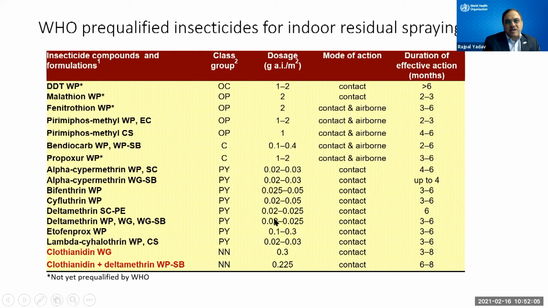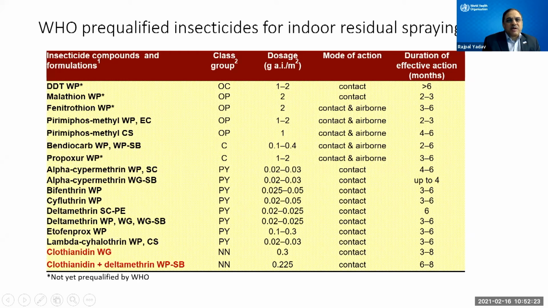Likewise, for deltamethrin, this gives a lower range and a higher range. The lower range is good for 3 months, the higher range is good for 6 months. This is how these ranges have been set as far as possible. You can refer to this table because this presentation will also be shared with you.